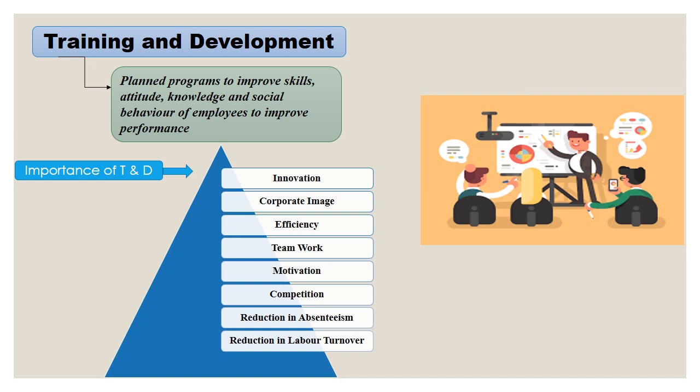Who are the stakeholders? They would be customers, employees, suppliers, shareholders, dealers, right? The next one is training and development enhances efficiency. What is efficiency? Efficiency is basically the ratio of cost to returns. Training helps the organization to improve the efficiency of its employees.